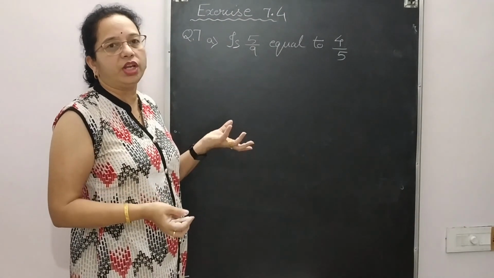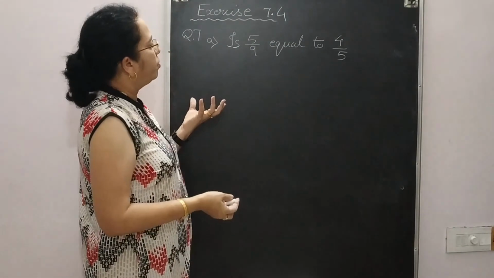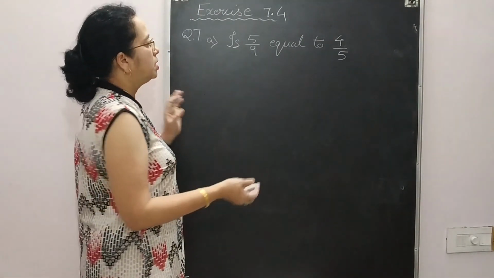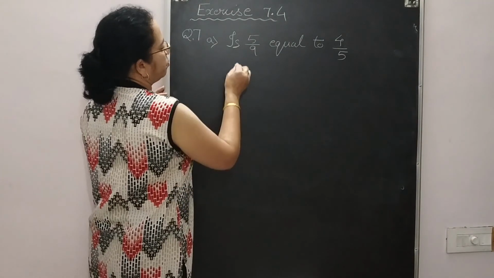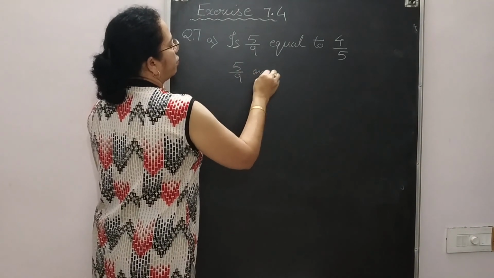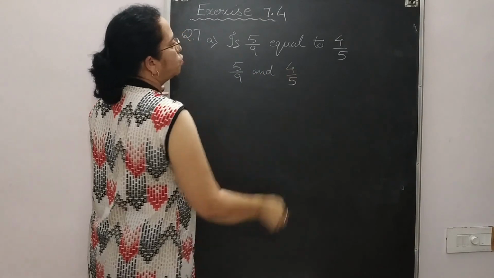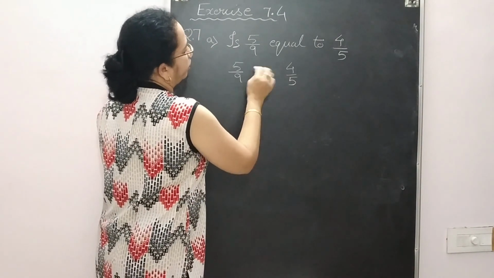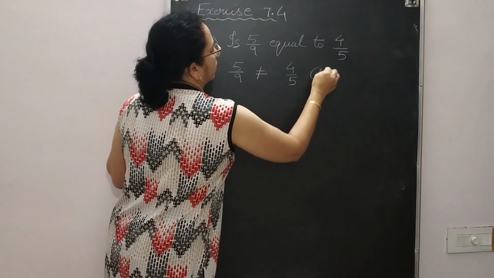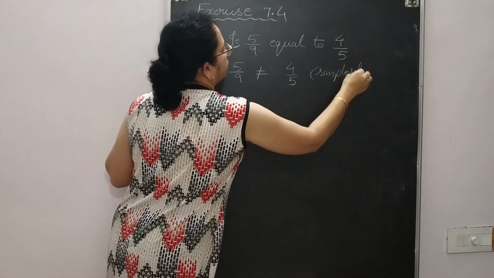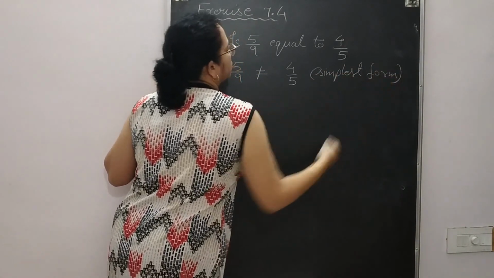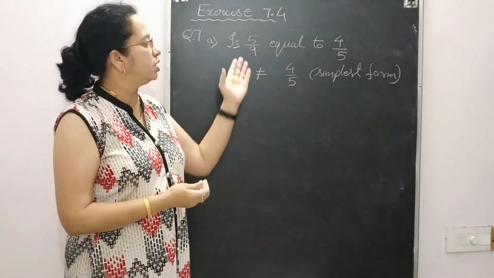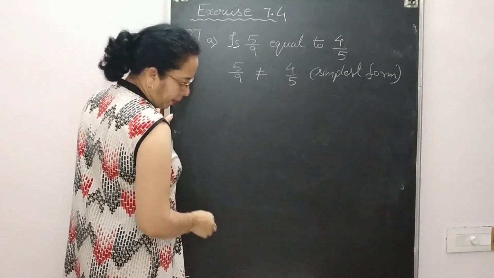Are they equal or not? It means again we need to do comparison. Or we can say that we will convert into simplest form, or convert into like fractions. So we will try to convert into simplest form. 5 upon 9 and 4 upon 5, these two are already in simplest form. Since they are not equal, therefore these two fractions are not equivalent.